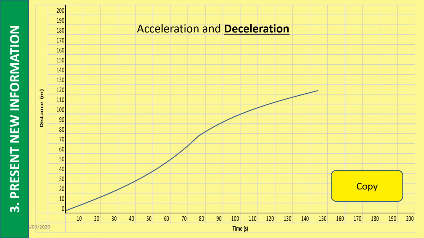The opposite to that is shown here. As the slope of the line decreases, that means the person is slowing down. And we call that deceleration.